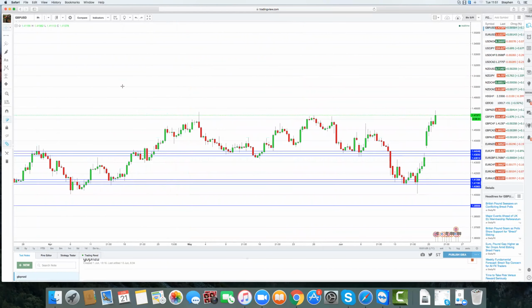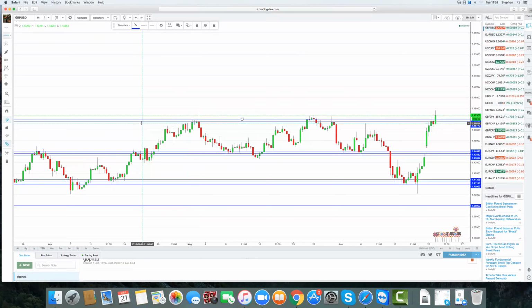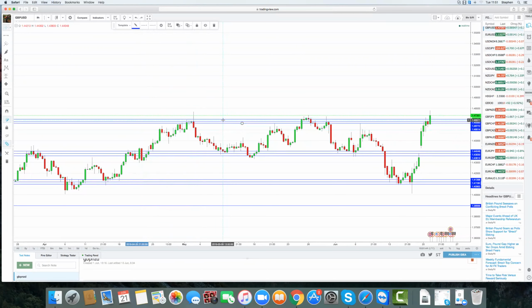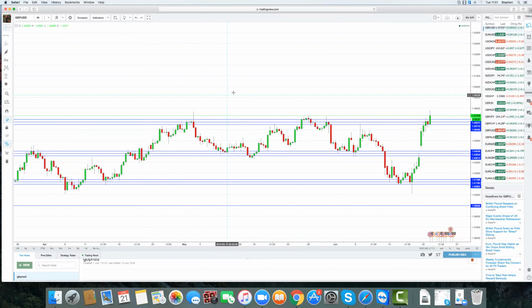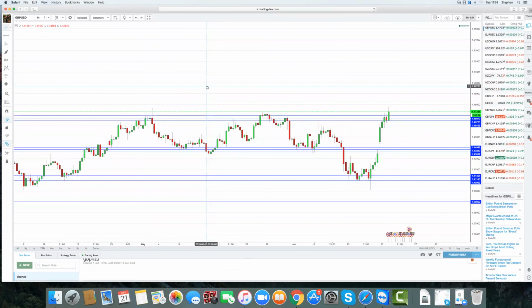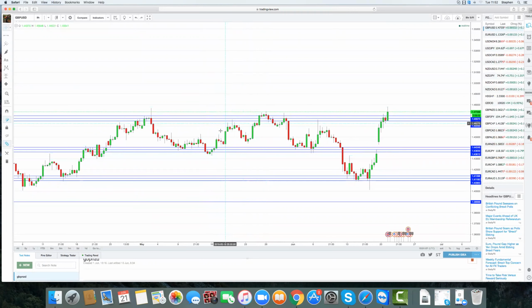Next bit, we're going to upgrade our zone. Obviously, the price has turned round about there. Something like that zone just looks a little bit big. Something like that. So there we go. This is the pound on an 8-hour chart. So we've got mainly two zones.